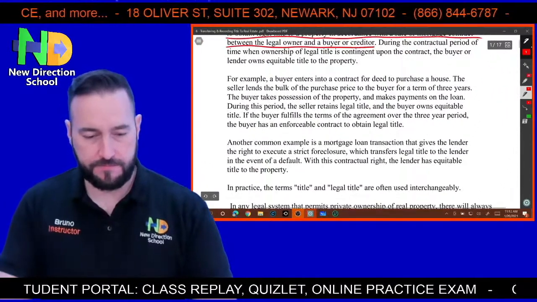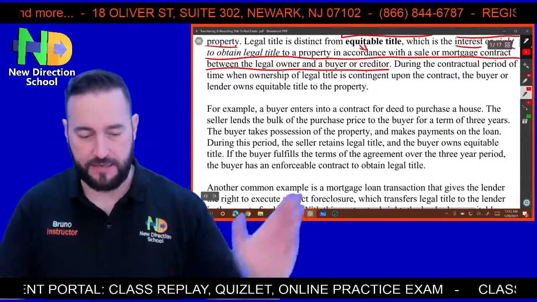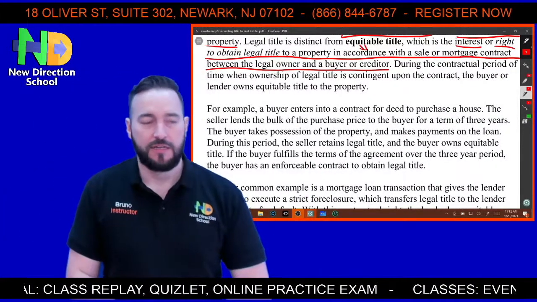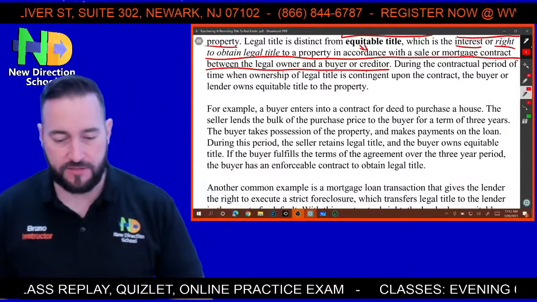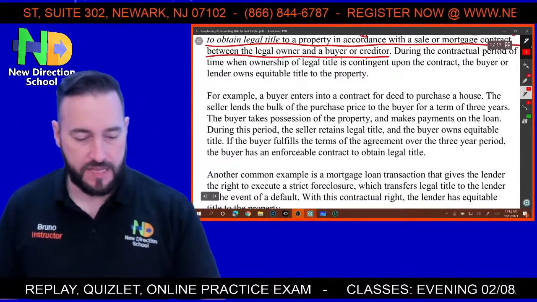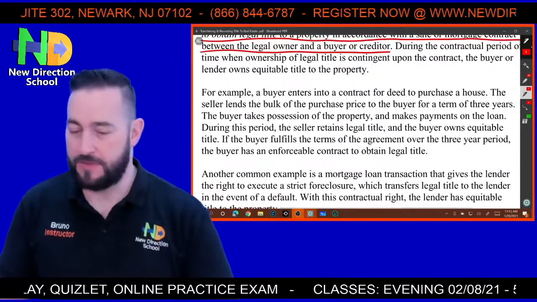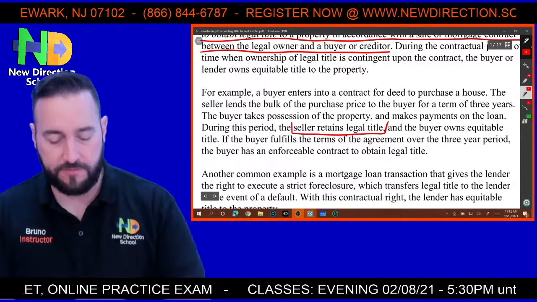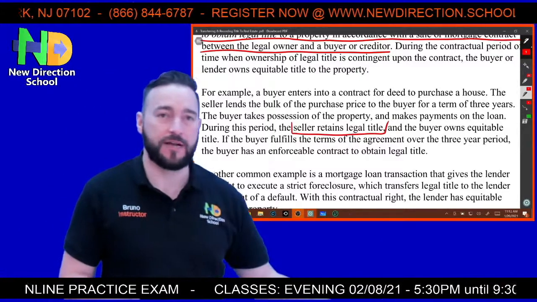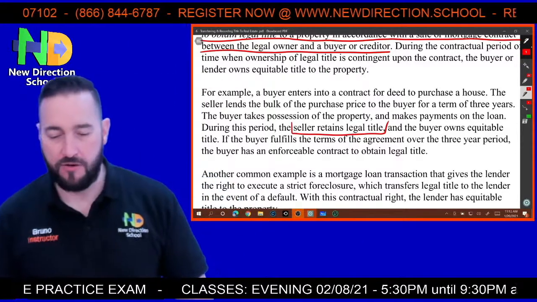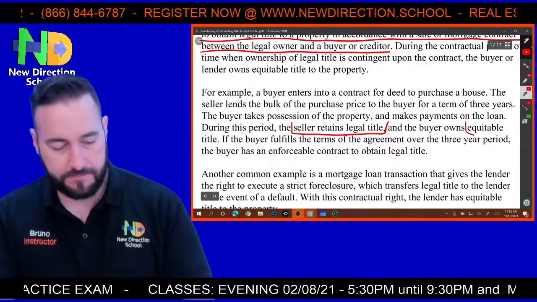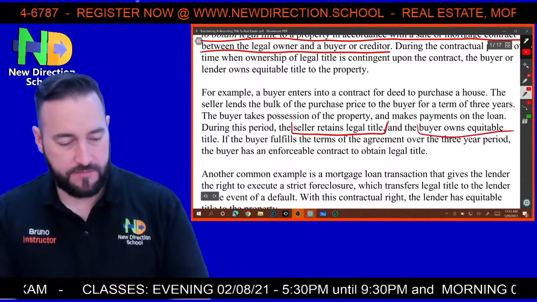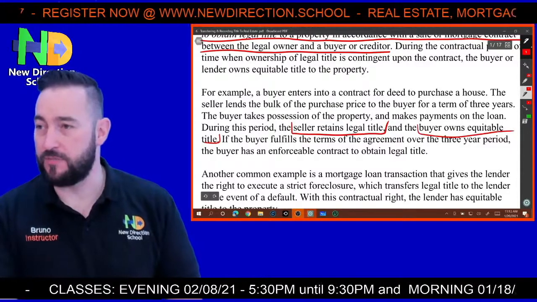So, as it says here, for example, as I was explaining, a buyer enters into a contract for deed to purchase a house. The seller lends the bulk of the purchase price to the buyer for a term of 3 years. The buyer takes possession of the property and makes payments on the loan. During this period, the seller retains legal title. Why? Because he did not transfer to the buyer yet. The buyer owns equitable title because they have that lock or that interest in the property.